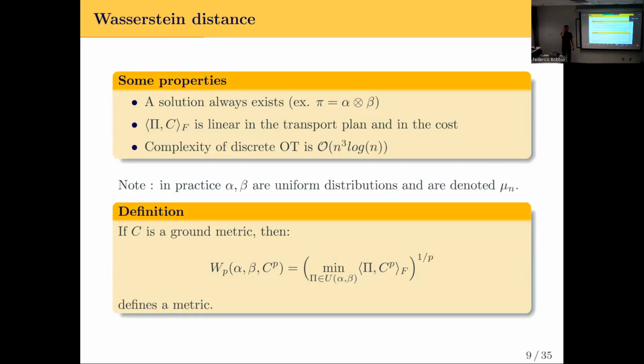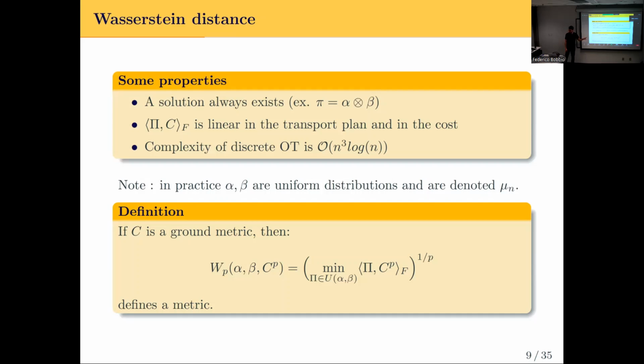So regarding the optimal transport problem, the Kantorovich problem, there is always a solution. Take, for example, alpha times the tensor product of alpha and beta. The objective, the inner product of pi and C, is linear in the ground cost C and in the transport plan pi. Unfortunately, to solve this problem, we use the associated dual and the simplex algorithm of the associated dual, and it's cubical in the number of samples. So the bigger the number of samples you have, the longer it takes to compute the solution.